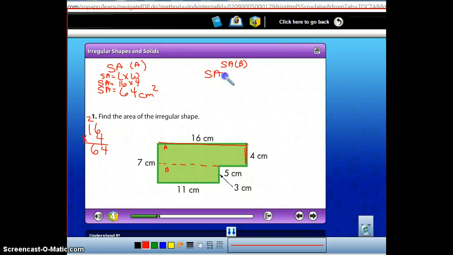Surface area equals length times width. Surface area equals, what are my dimensions of rectangle B? Devin. That's 11 times 3. This line right here, the arrow shows us 3. This right here is 5. Okay, so 3. So surface area equals 11 times 3. Surface area equals 33 centimeters squared.